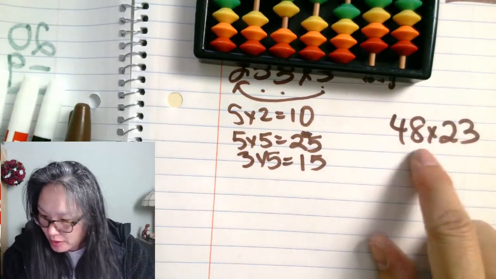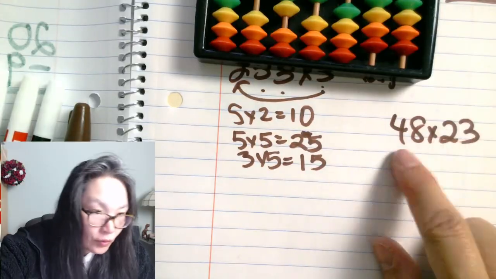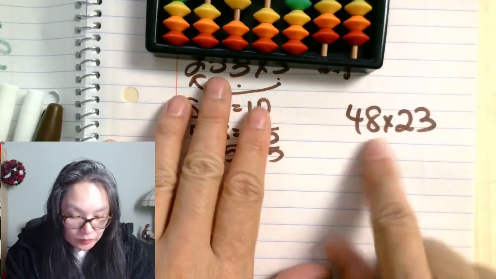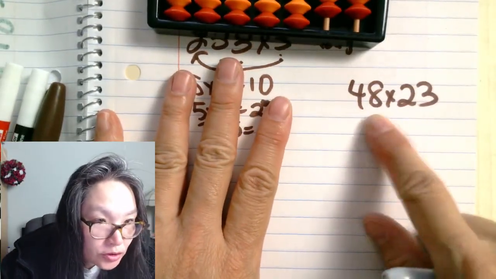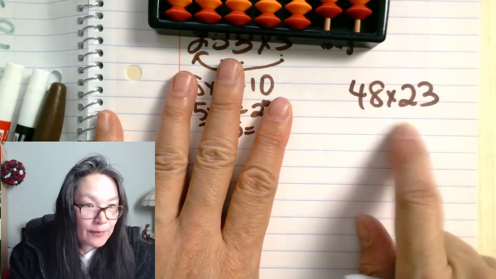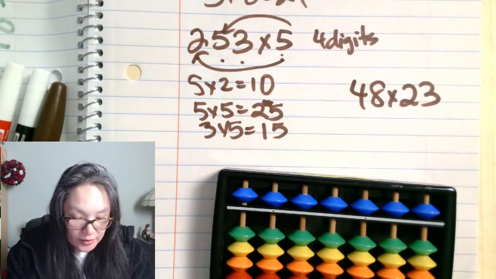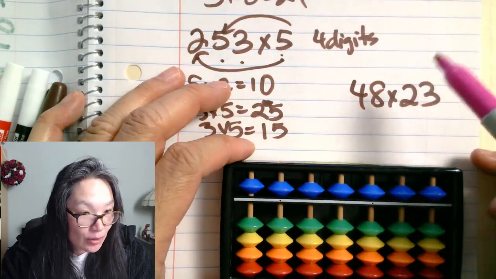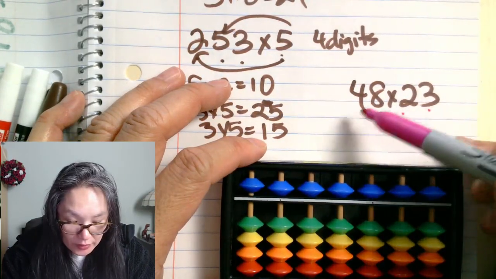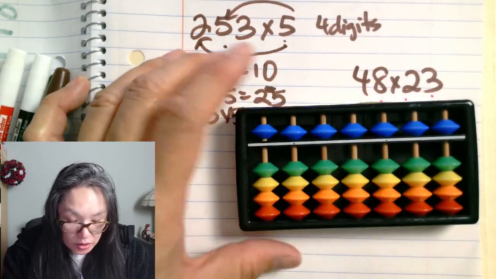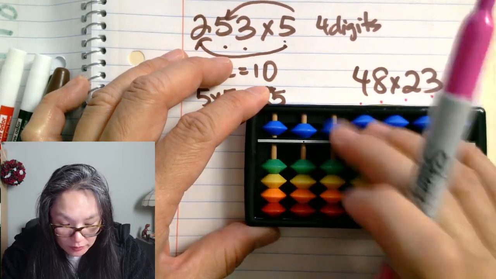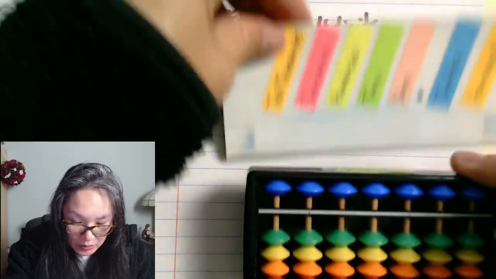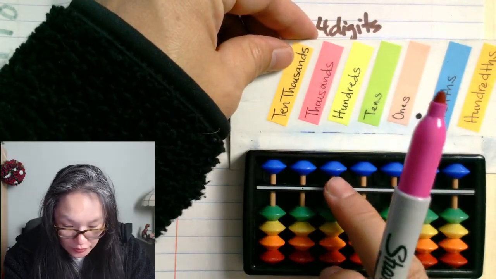Okay, what are we going to do? What do we do? Do we remember what's the first step? The first step is to count our digits. 1, 2, 3, 4. That's it. So we know we're going to be in the fourth column, right? We know we're going to be in the thousands. So we have 1, 2, 3, 4.